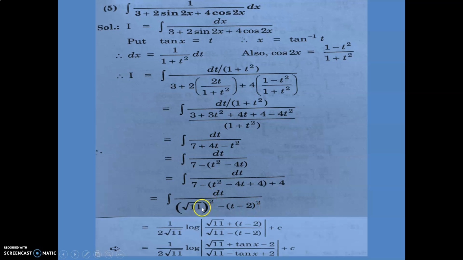Now this is 1 upon a square minus x square format. So a plus x upon a minus x, log, inside the log, that is the term. So 1 upon 2a, a is root 11, log mod root 11 plus tan x minus 2 upon root 11 minus tan x plus 2. After substitution of t, you will get like this. This is the answer for this question.